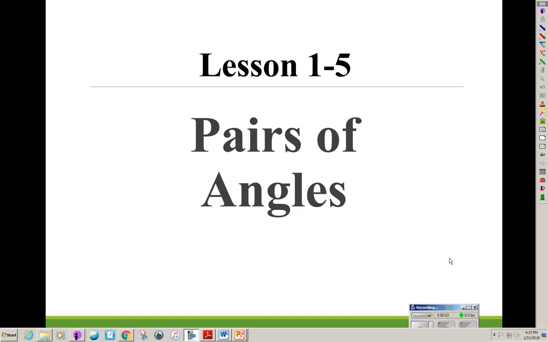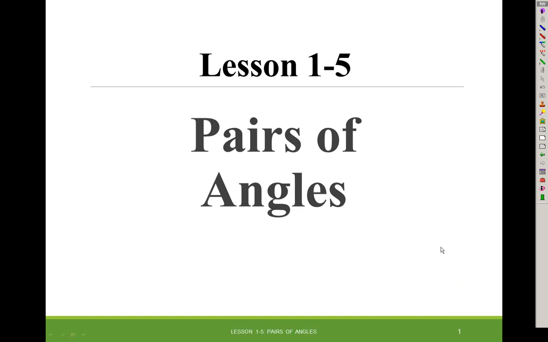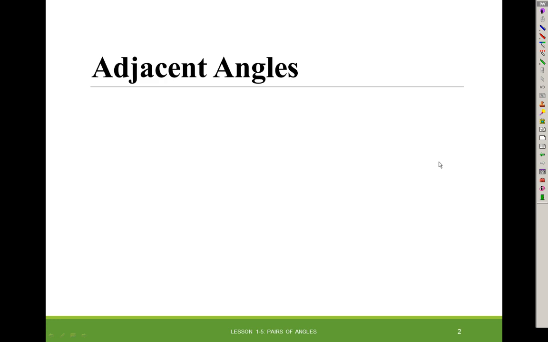This lesson is pairs of angles. We're going to identify several special angle pairs, how they work together, and do some more angle addition. So let's get to it.